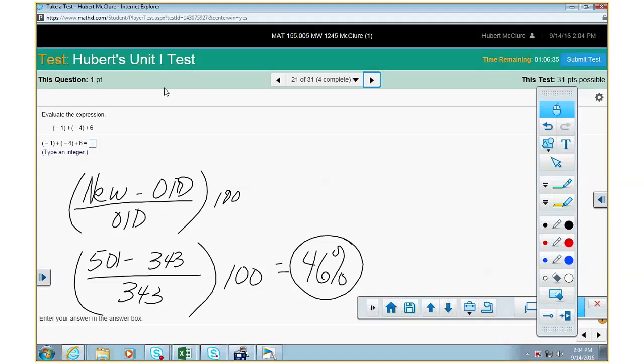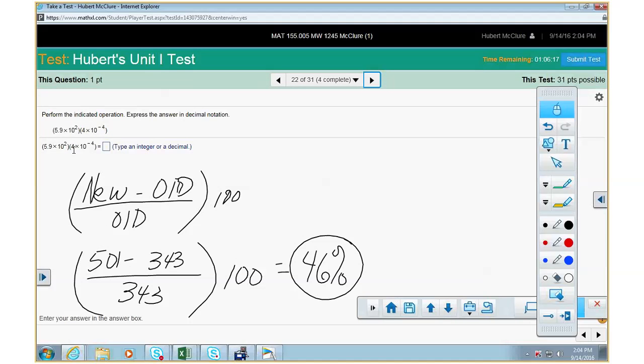I heard enunciate and volume. Enunciate means, well, negative 5, and then you have 6, you have 1. So your answer is 1.